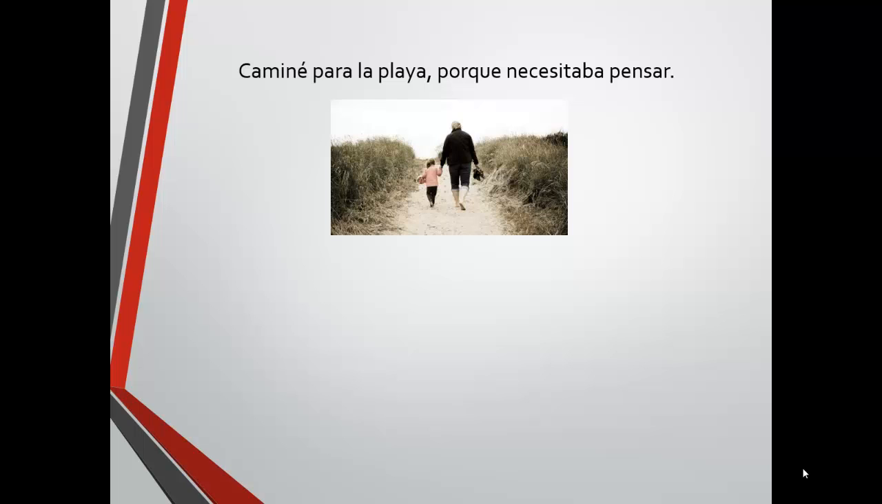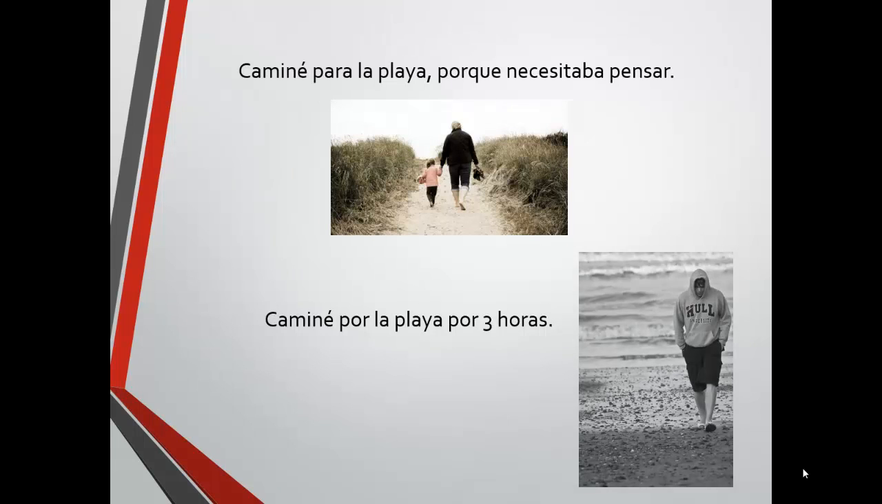However, if you say the sentence, "caminé por la playa por 3 horas," you probably get the mental image of someone walking along the beach, deep in thought. Perhaps this is the best way to visualize the difference between por and para.